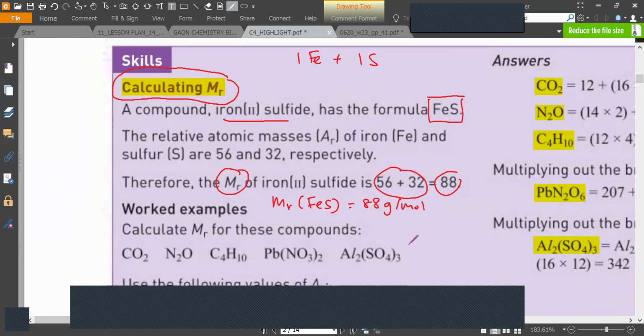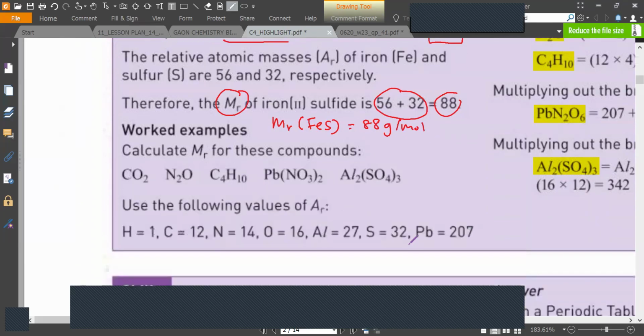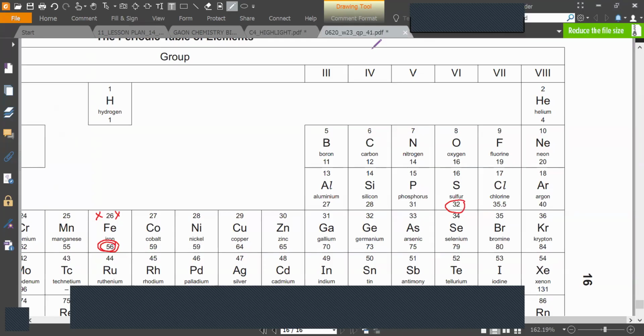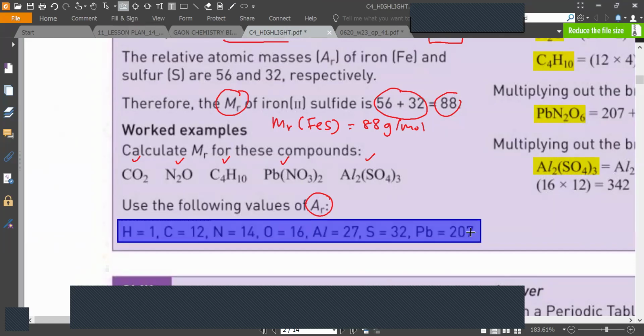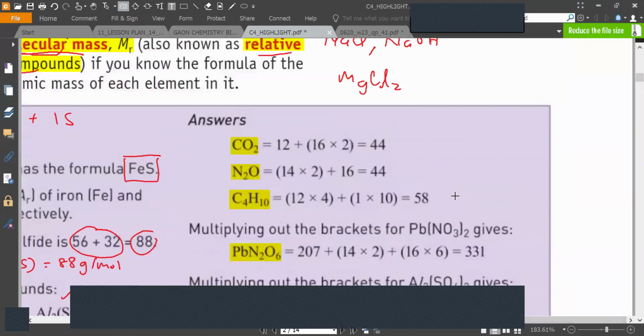We have a few more examples: CO2, N2O, C4H10, Pb(NO3)2, Al2(SO4)3. The relative atomic mass we can get from the periodic table. Let me just copy this. This part is very, very easy.